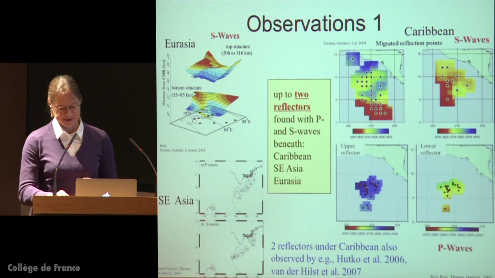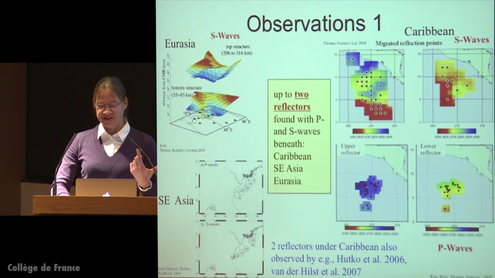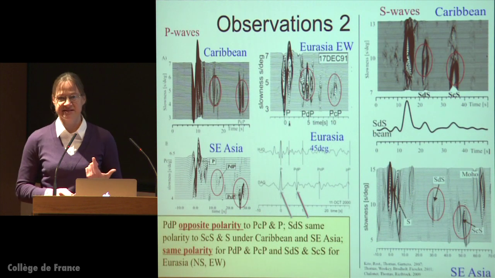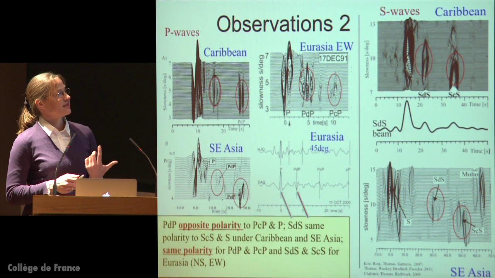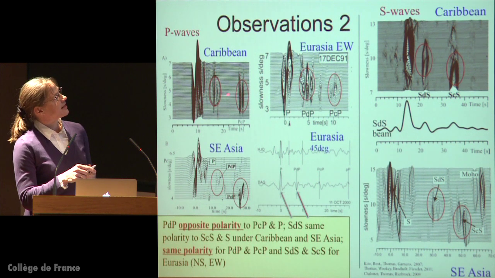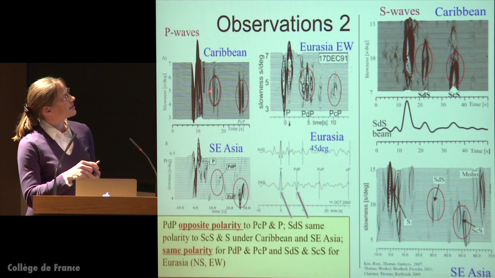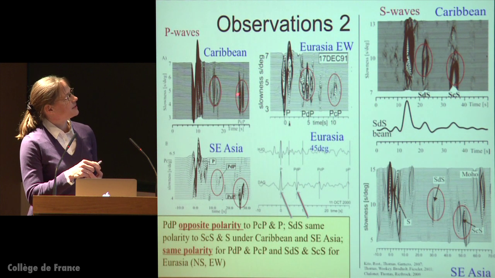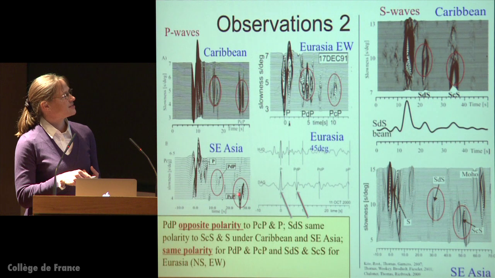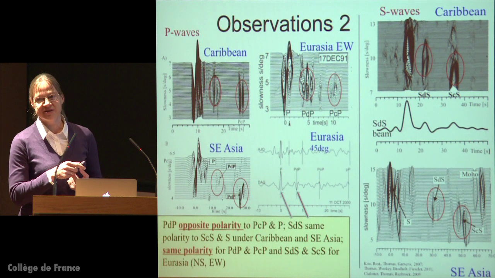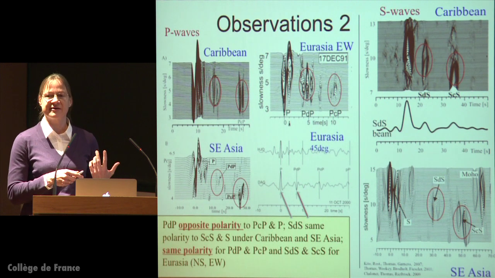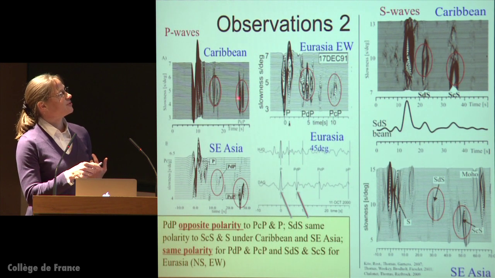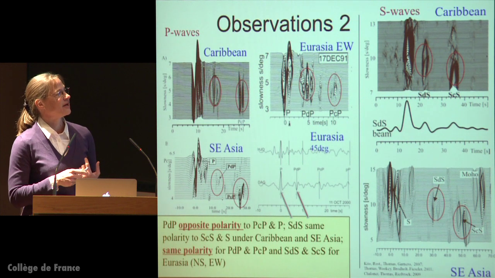And in Southeast Asia, you have a similar picture. So that's one of the observations, that we have two reflectors in these areas. And the other thing that we're looking at is the polarity and amplitude, or in this case, the polarity of the reflection. If you look at the Caribbean here, if you really look at these wiggles, then you can see for PCP, there's a downswing and an upswing. It's maybe better to see here in Southeast Asia, a downswing and upswing, but this PDP reflection that we can recognize by its slowness and travel time between P and PCP, you have an upswing and then a downswing. So you have an opposite polarity of the PDP compared to the core mantle boundary reflection and the P wave.